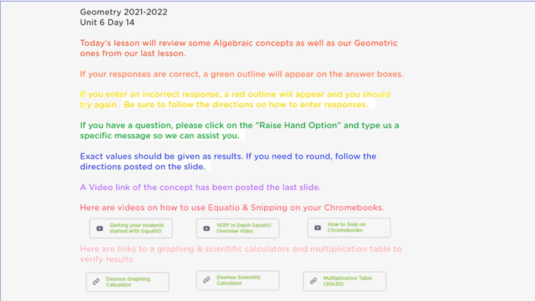So for Unit 6, Day 14 practice, we're building off of what we were working on with the Desmos lesson yesterday. The biggest idea is when you're working with your triangles to label your sides for the right triangles. What's your hypotenuse? What's opposite from your reference angle where you're standing at? And what's adjacent next to you but not the hypotenuse?